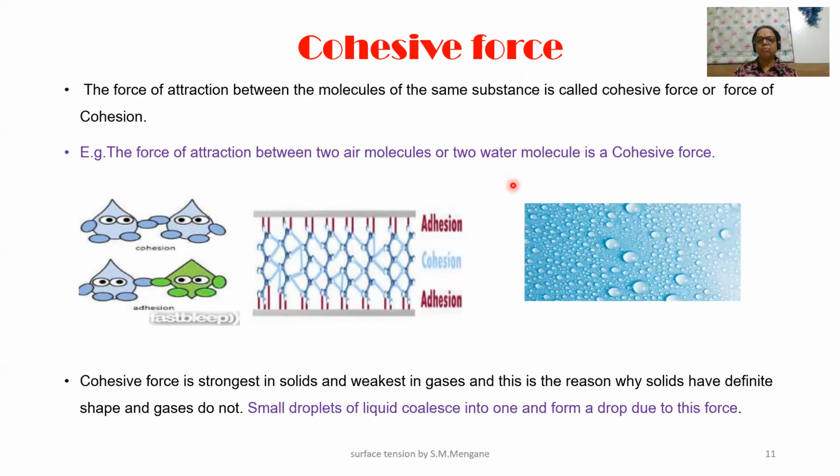Cohesive force is a strong force in solids and it is weak in gases. This is the reason why solids possess a definite shape and gases do not. Small droplets of liquid coalesce into one and form a single drop due to this cohesive force.